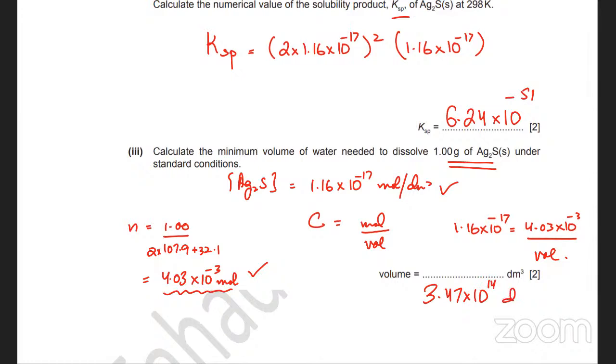अच्छा, ये तो कुछ ज्यादा वॉल्यूम नहीं आ गया. ज्यादा ही होगा वैसे, क्योंकि Ag2S is so insoluble. हाँ, obviously, क्योंकि in one dm cube there's a very tiny amount of moles that actually dissolve in it, right? So you would need a lot of dm cubes to dissolve 1 gram. हाँ ठीक है, that makes sense. A lot of water would be needed क्योंकि it's so insoluble. ठीक है, चलो ये clear है?